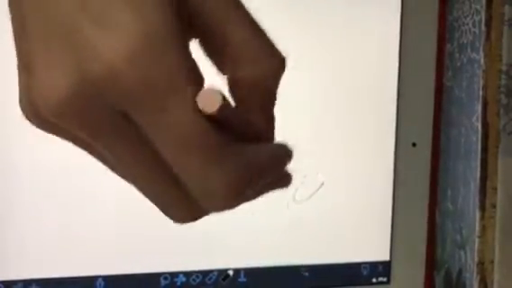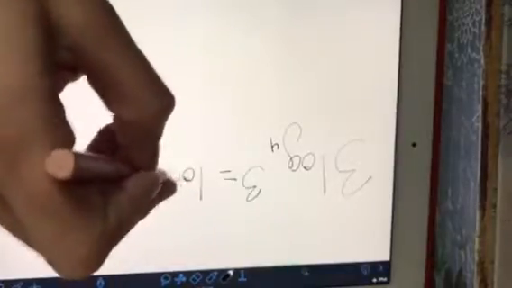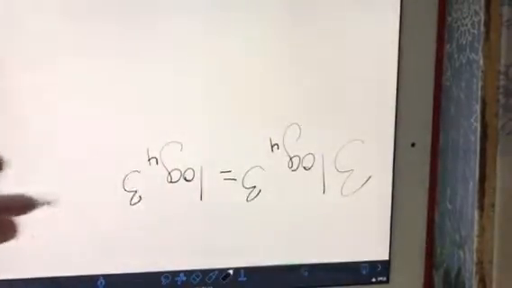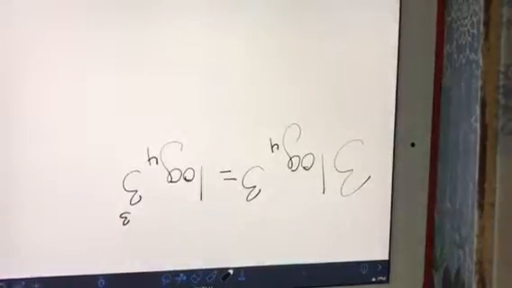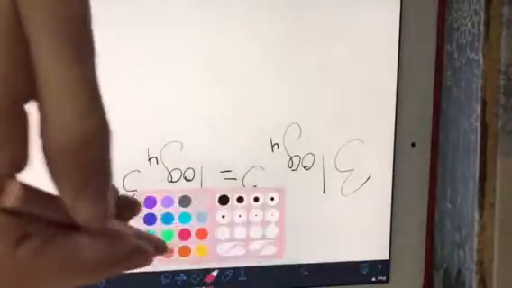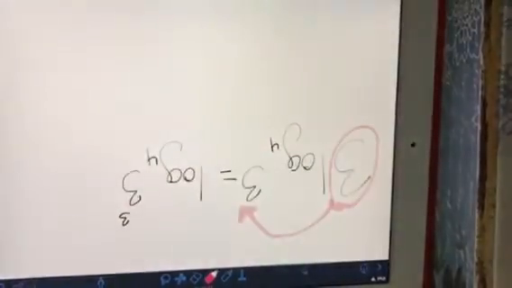So if we just have 3 log base 4 of 3, that is equal to log base 4 of 3 to the third. So basically what's happening is, let's go pink here, this 3 becomes an exponent on that 3. Okay?